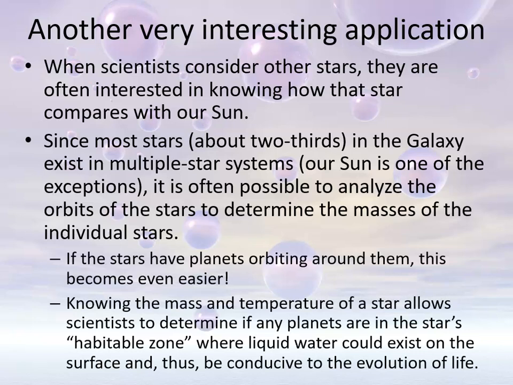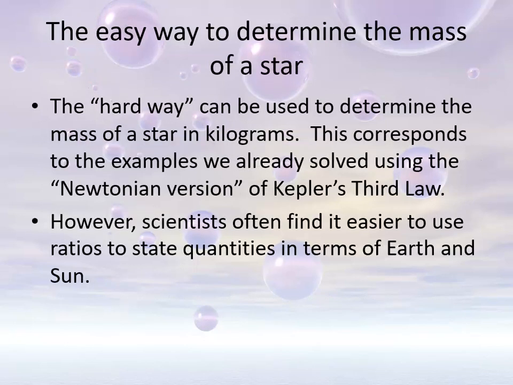So this is useful in a variety of circumstances, particularly in exobiology, because knowing the mass and temperature of a star allows scientists to determine whether there are any planets in that star's habitable zone where liquid water could potentially exist on the surface and maybe be conducive to the evolution of life. We call these potentially habitable exoplanets.